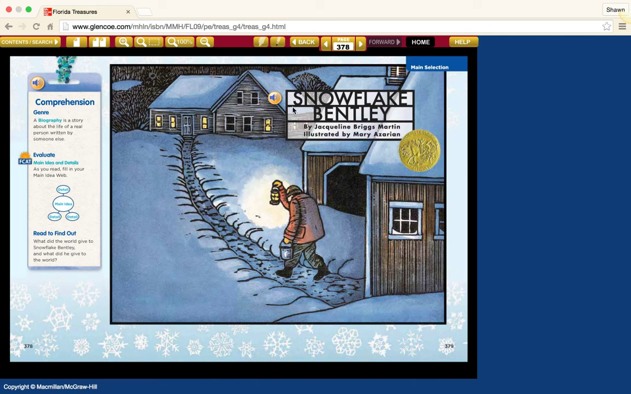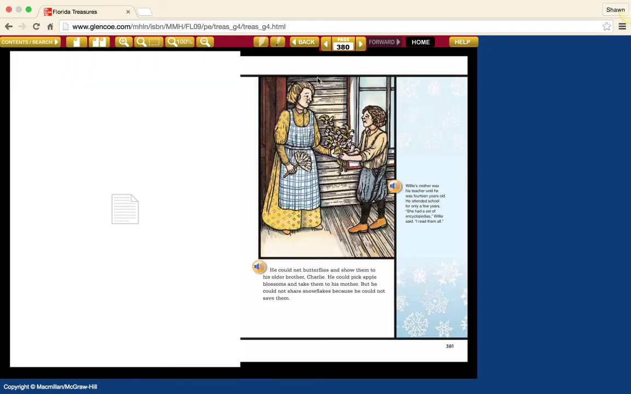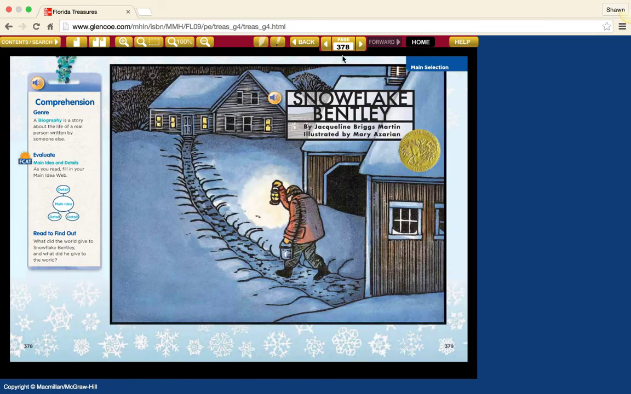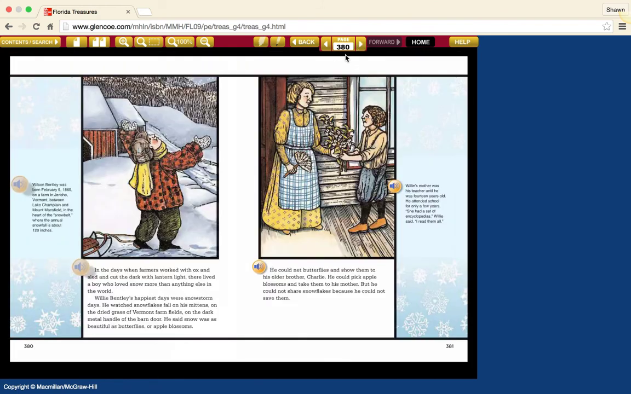The title of this book is Snowflake Bentley, and it's by Jacqueline Briggs Martin. She's the author of the words that I'll be reading, and the illustrations here that you'll be seeing were made by Mary Azarian. Okay, here we go. And if I have to go back and forth a little, you know how it is in the classroom. Sometimes the pages don't load up.